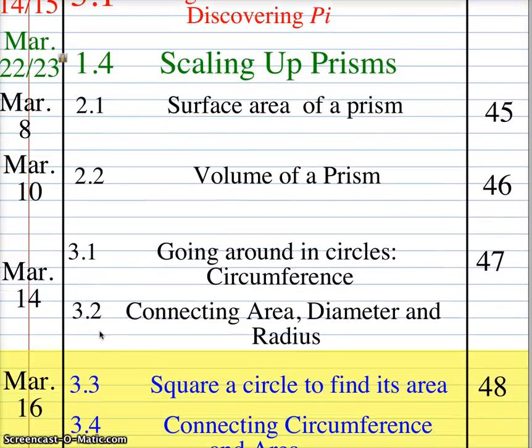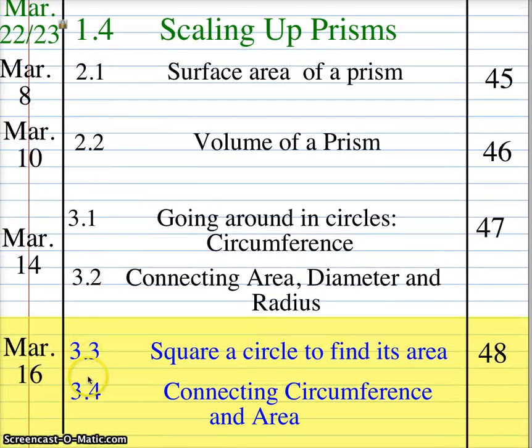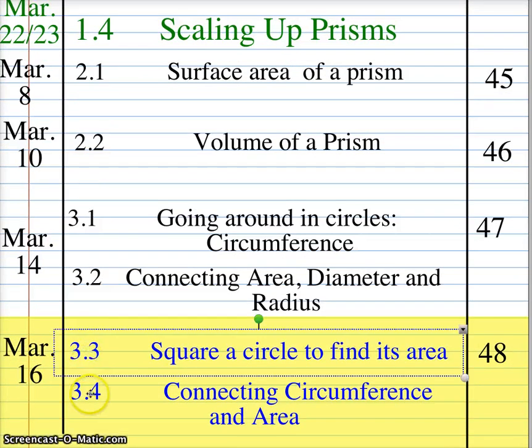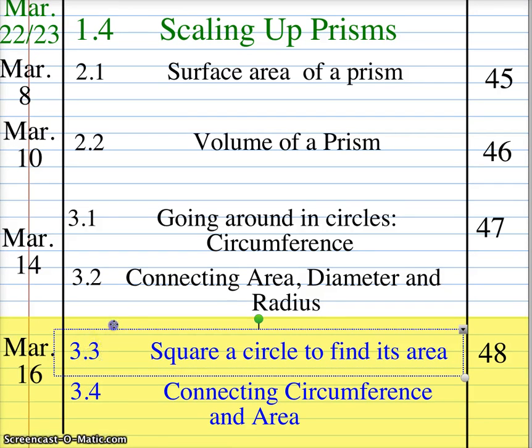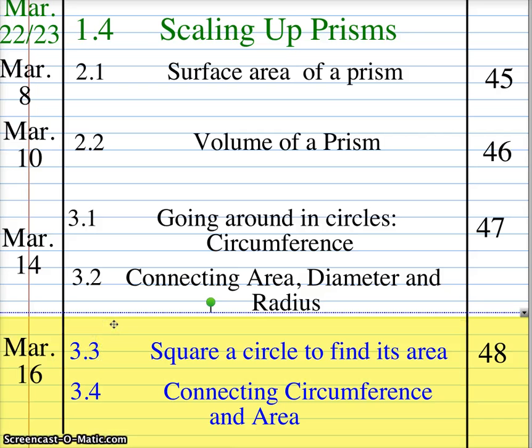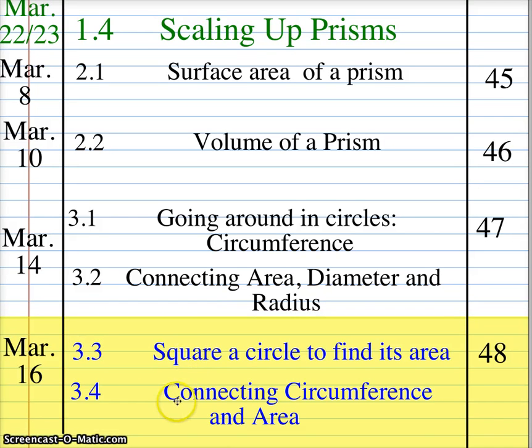Okay, so today is March 16th. We're doing 3.3 and 3.4. You need to have this ready in class. We need more time in class to do some work, to actually do these experiments. So you need to have your homework done on time.